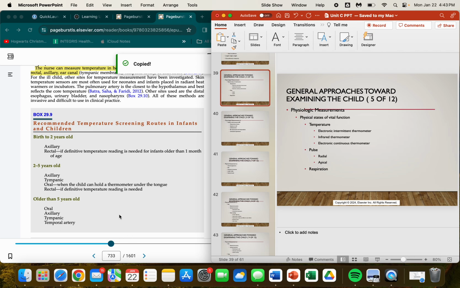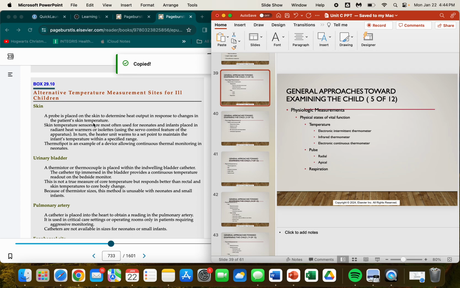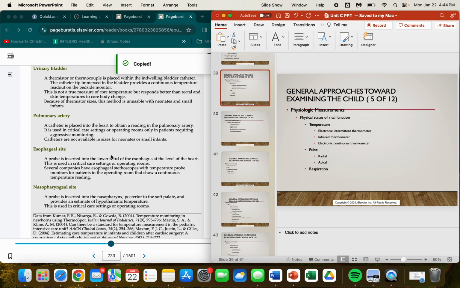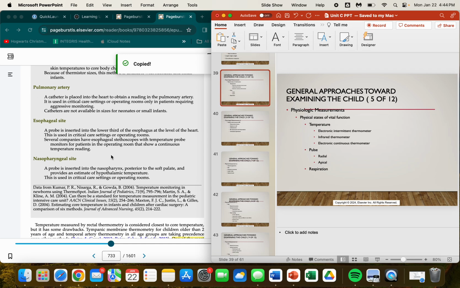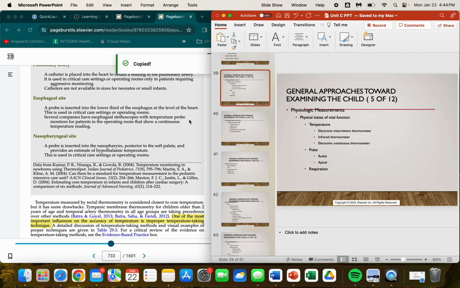Your book actually talks about alternate sites and probes. The pulmonary artery is actually closest to the hypothalamus and best reflects core temperature. I actually didn't know that until today, so that's really interesting. But this talks about other sites used, especially for very ill children: skin, bladder, pulmonary artery, esophageal probes. All of those would be utilized in more of a critical care environment.